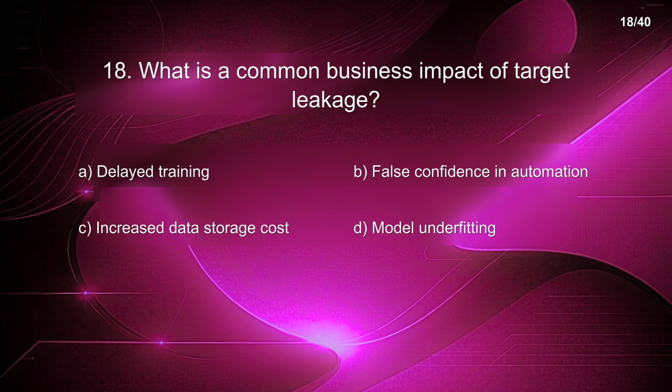Eighteenth question. What is a common business impact of target leakage? A. Delayed training. B. False confidence in automation. C. Increased data storage cost. D. Model underfitting.